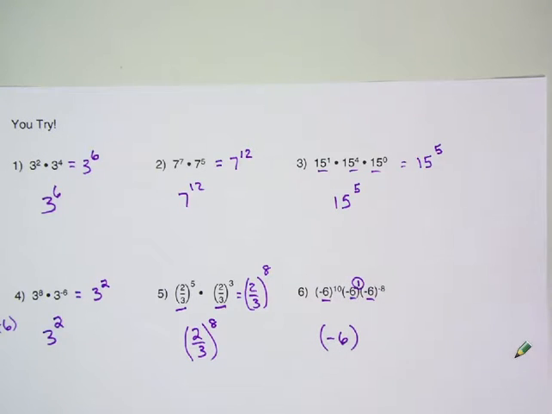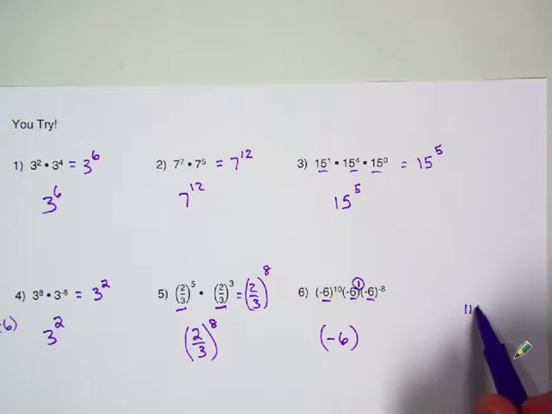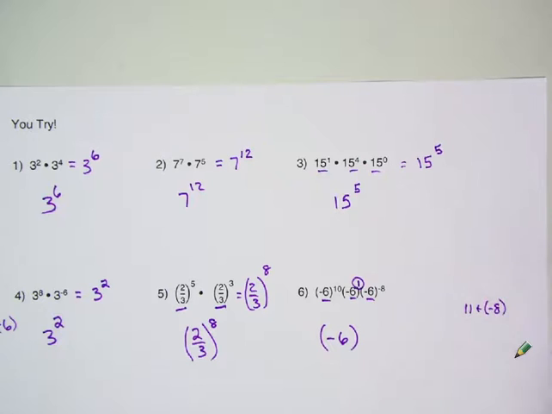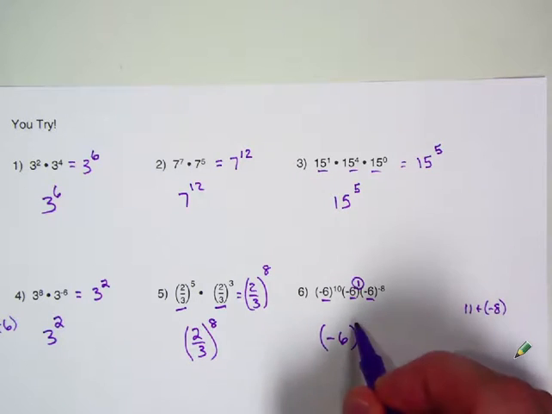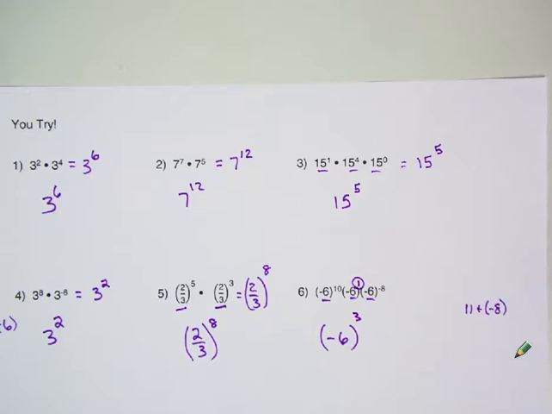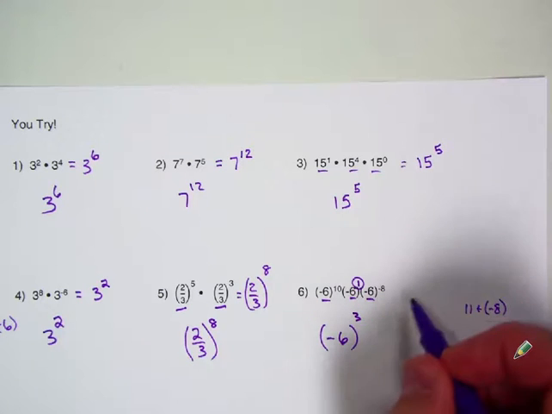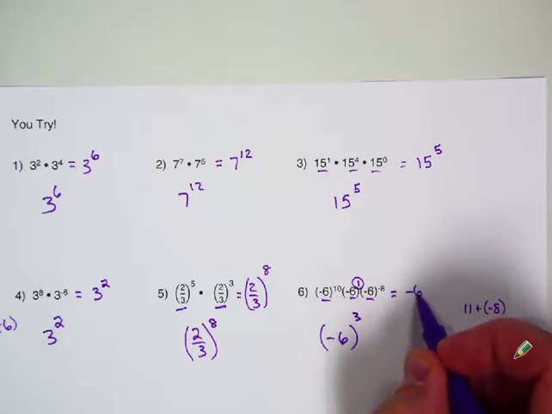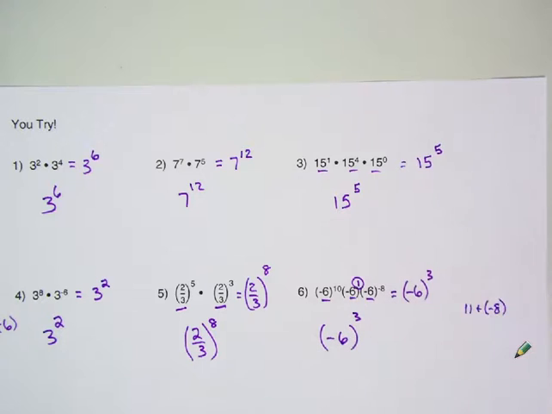11 plus negative 8. Again, I might have to go over here, 11 plus negative 8. Remembering my integer rules, I subtract. 11 minus 8 is 3. 11 is the bigger number, so I keep the positive. My answer is negative 6 to the third power. When I multiply these together, I get negative 6 to the third power.